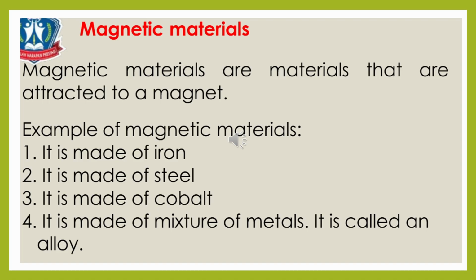So in this slide, we will be talking about magnetic materials. These are materials that can actually be attracted to a magnet. I'm sure by now you know that not all materials are attracted to magnets. So what are the types of things that are attracted to magnets? Usually they are made of iron, steel, cobalt, and they are a mixture of metals which is called alloy as well.